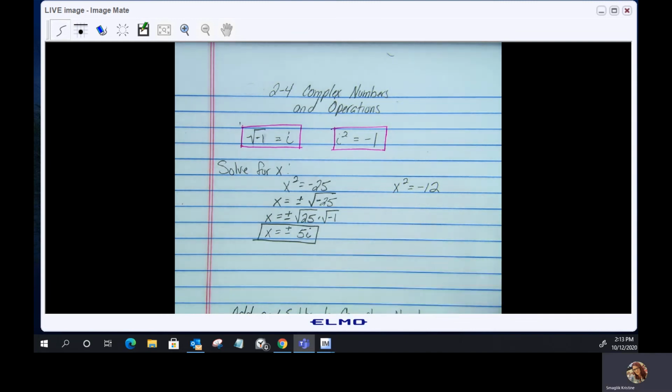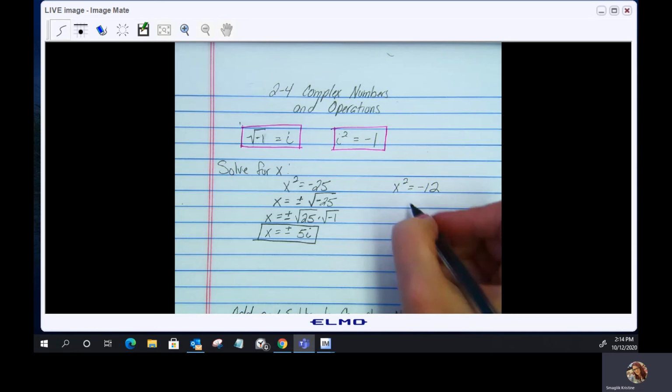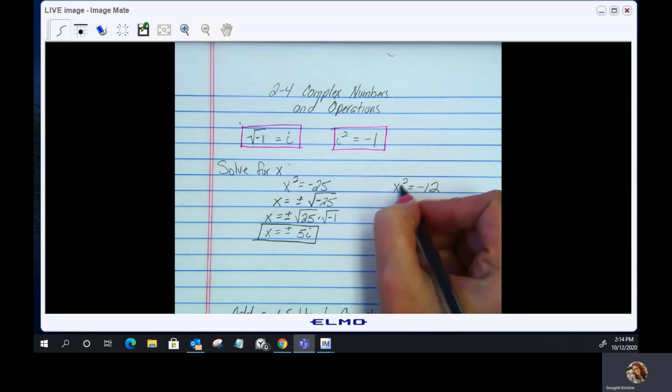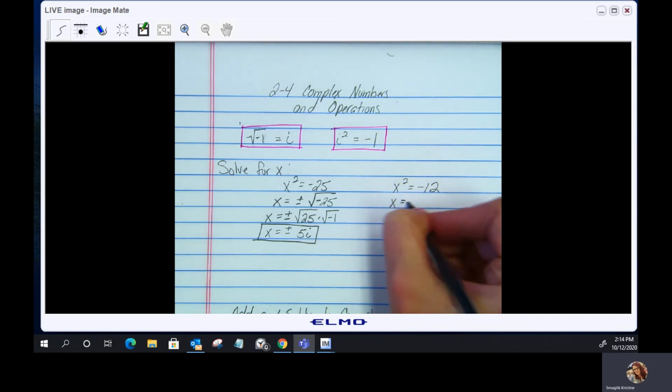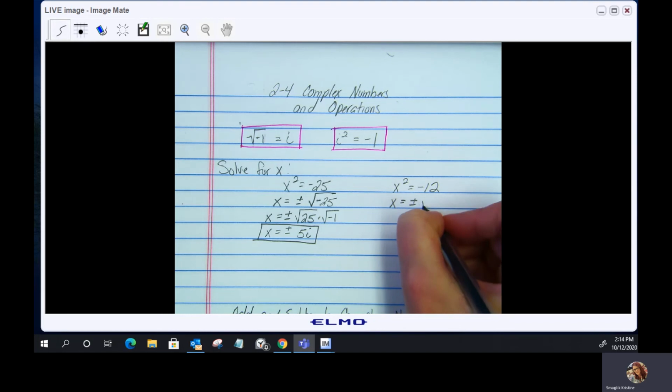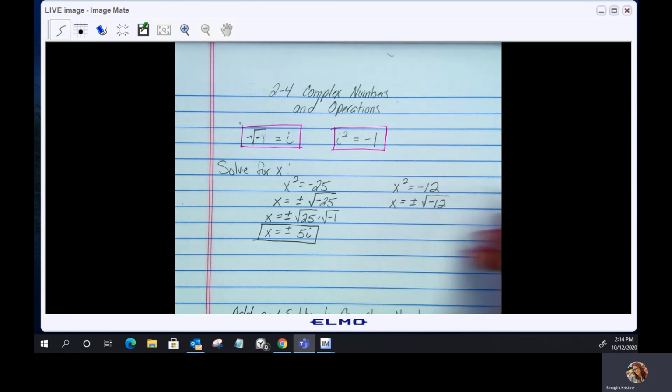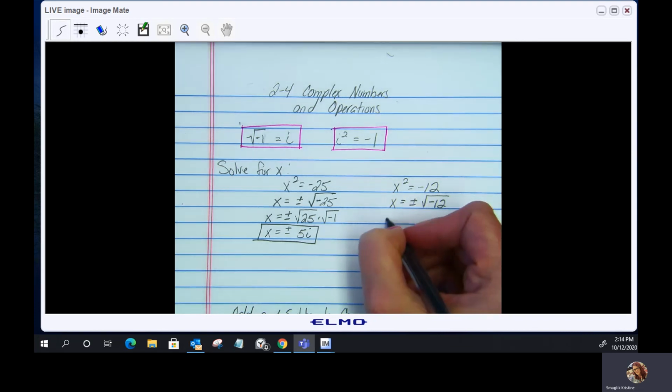x squared equals -12. Again, I'm going to take the square root of both sides to get rid of the square. So I'm going to have x equals plus or minus the square root of -12. Now, 12 is not a perfect square. However, we have factors of 12 that are. So let's go ahead and factor this out.